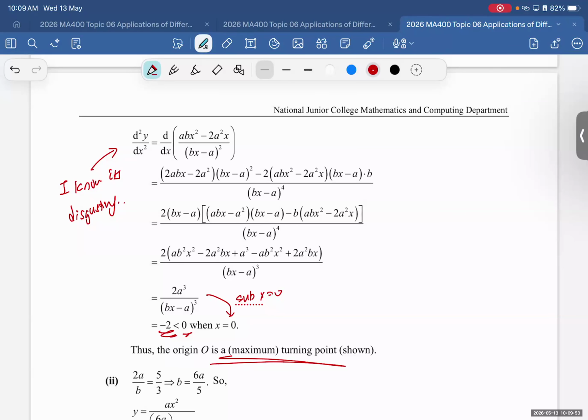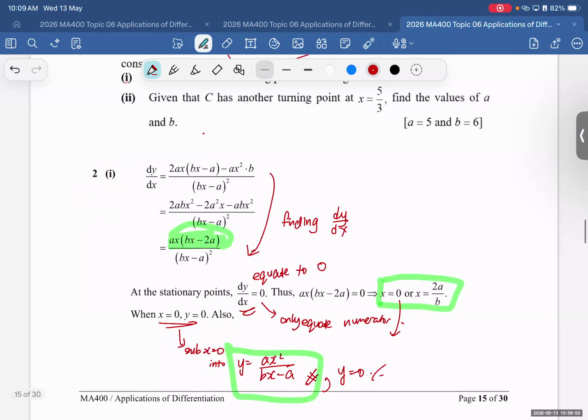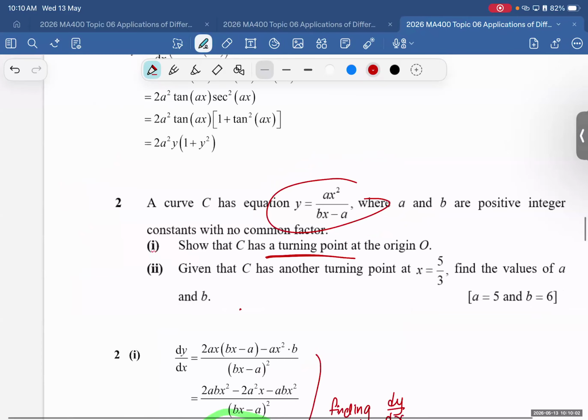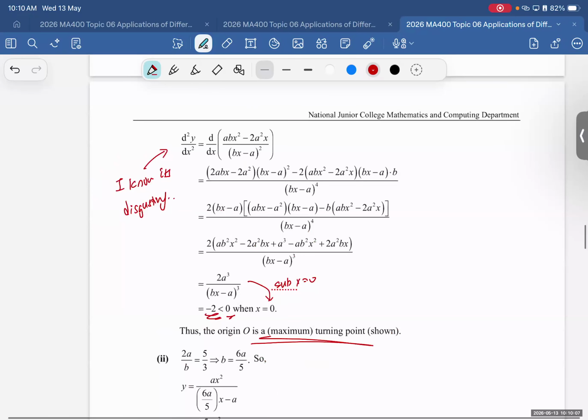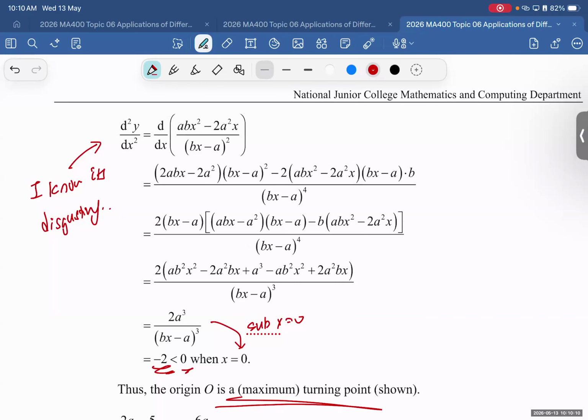If they never ask about nature, it's okay. But because they say show that I have a turning point, what is the nature of a turning point? When I tell you turning point, can a point of inflection be a turning point? No. So how do you show me that it's not a point of inflection? If I want to show the teacher that it is a turning point, I want to show that the second derivative is negative or positive. That's the idea of a turning point.